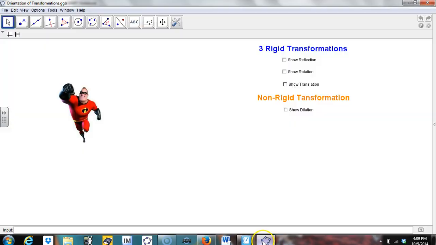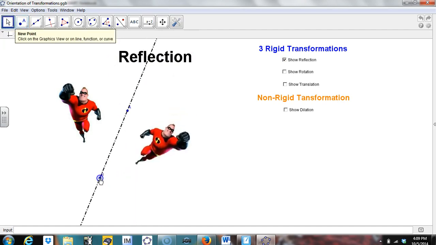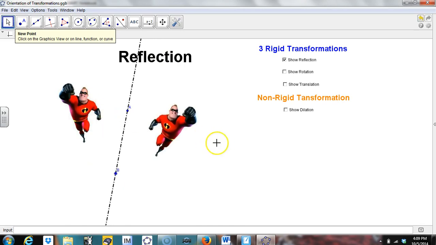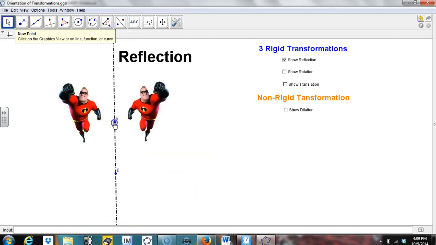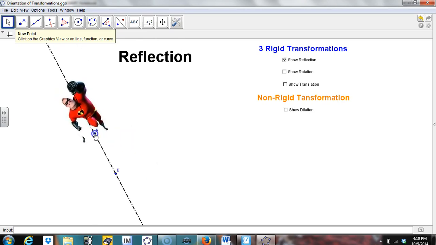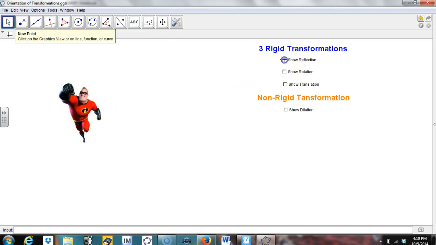So just again to talk about orientation, here's Mr. Incredible. If I reflect Mr. Incredible, we need a line of reflection, right? And we have that perpendicular equidistant property going on here. We got a flipped orientation, right? Even if they're on the line, they'd just be in the same place on our plane here. But reflections give us that flipped look.